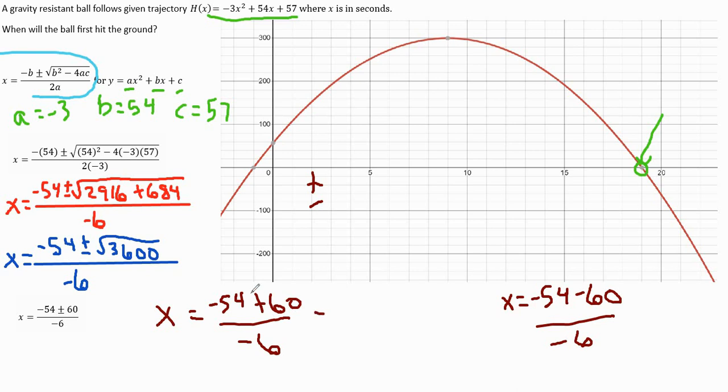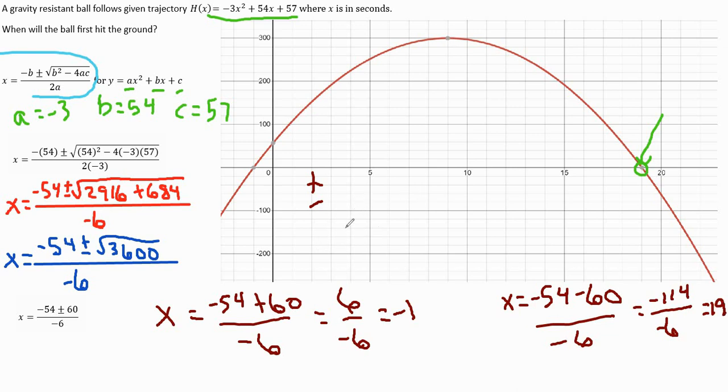So for the adding, negative 54 plus 60 is a positive 6, and 6 divided by negative 6 is going to be negative 1. And for the other one, negative 54 minus 60 is negative 114, and negative 114 divided by negative 6 is a positive 19.